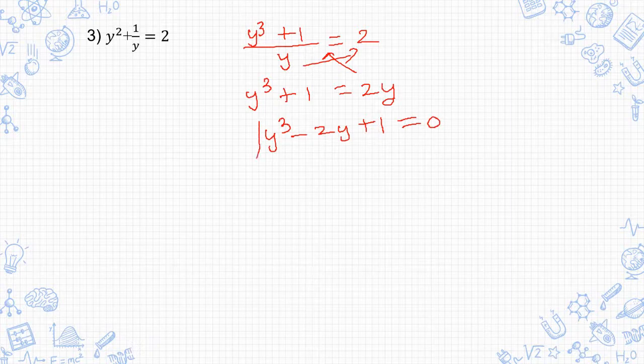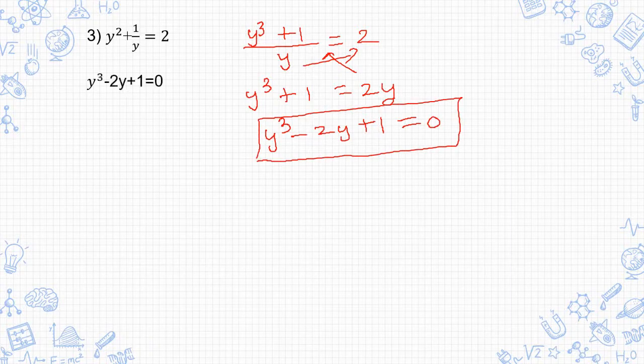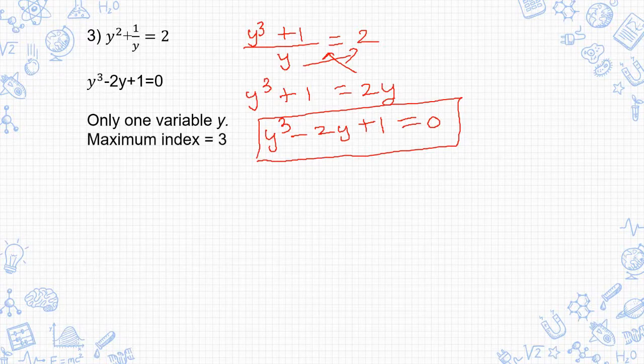Now we'll try to identify this equation, whether it is a quadratic equation or not. So you see we have y cubed minus 2y plus 1 equal to 0. There is only one variable y, but the maximum index of the variable is 3. So this is not a quadratic equation. We know for a quadratic equation, the maximum index has to be 2.